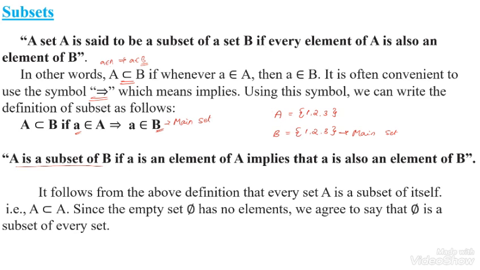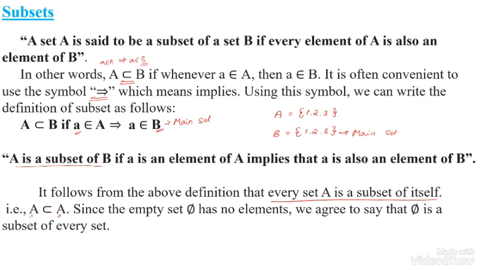Here B is also containing 1, 2, 3, and from that main set I have prepared another set A that is also containing 1, 2, 3. Both have the same elements, and both sets are called equal sets. Based on that concept, we define that every set is itself a subset. That is, I can write it as A is a subset of A, because whatever elements A contains are also present in that set, since both are the same set.